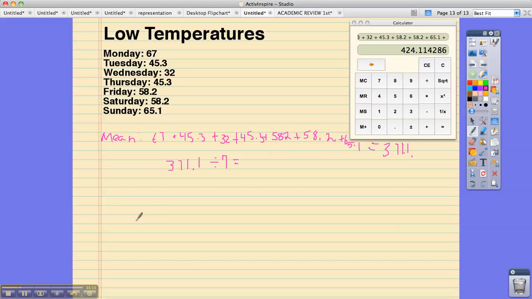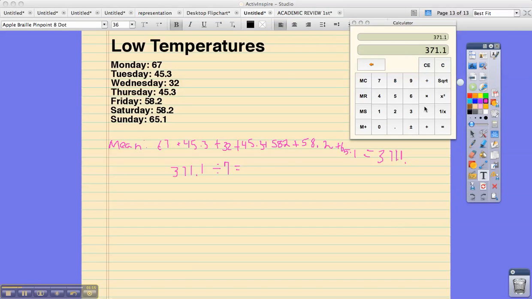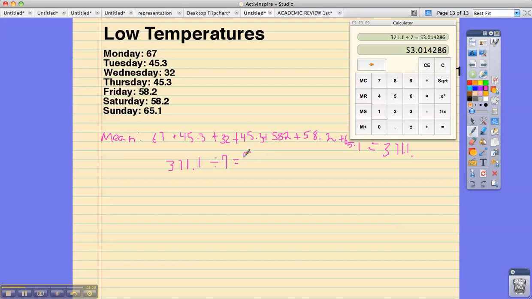Oh no, that's not right. So something wrong happened. So we have 371.1 divided by 7 is going to equal 53.014286, which is a long number, but I'm not going to round for this one because it's not that long. 53.014286 is going to be our mean. So that's our mean. Easy, y'all remember how to do that, right?